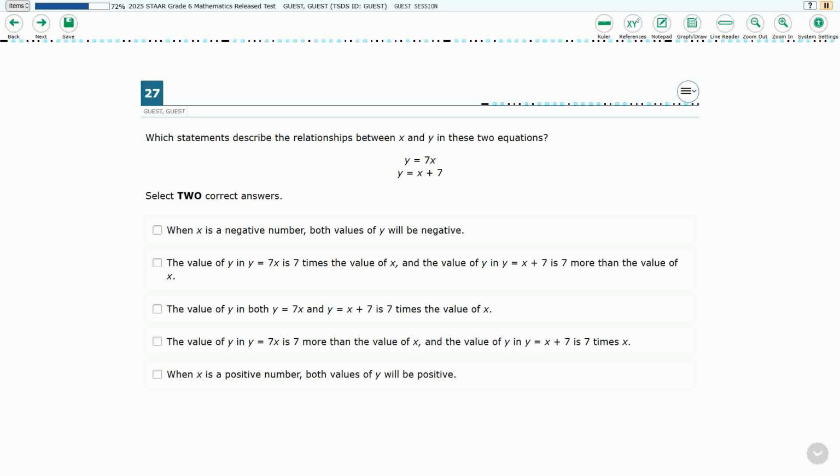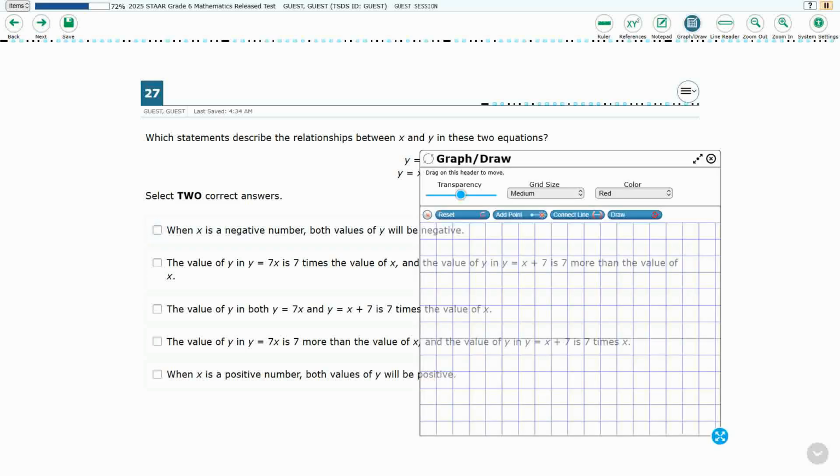So this is a 2-point problem. We need to select 2 correct answers. You notice if I select 2, it is impossible to select a third. And if I select 1 and try to move on, it is going to give me this error message. So 1 point for each correct answer. Let's find both of them.